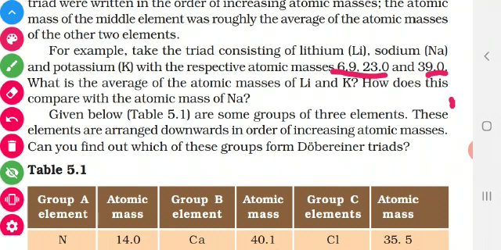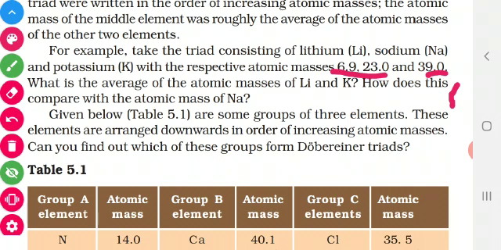So which is the element at the top? Lithium. Which is the metal at the bottom? Potassium. Which is in the middle? Sodium. So what they are saying means the sodium's atomic mass is the average of the atomic mass of lithium and potassium. It is not accurate, it is roughly only.